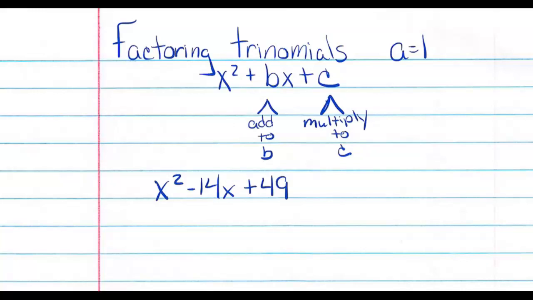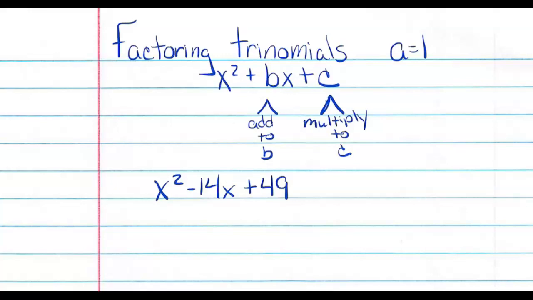Our next trinomial is x squared minus 14x plus 49. The leading coefficient is still 1, so I'm simply looking for two factors that multiply to c and add to b, or multiply to the end and add to the middle. So I'm looking at my 49 here.